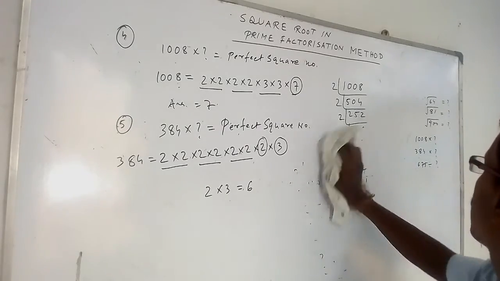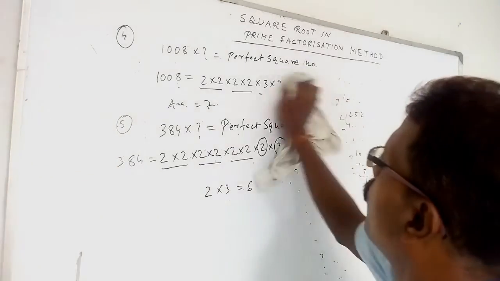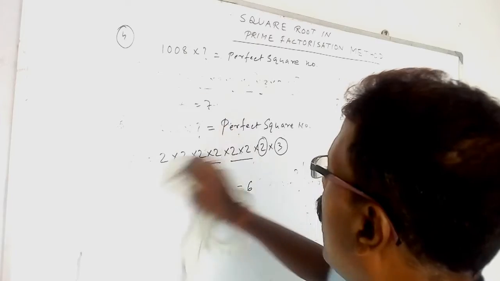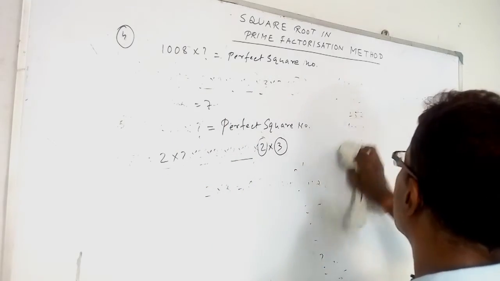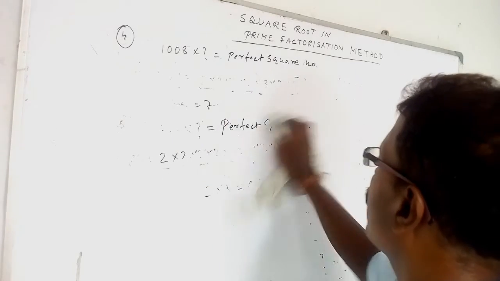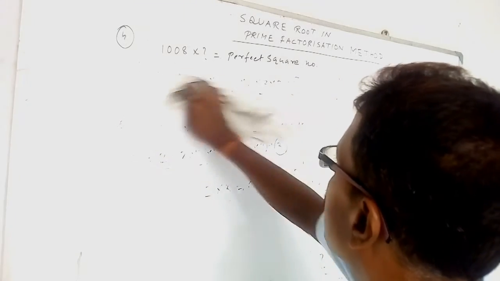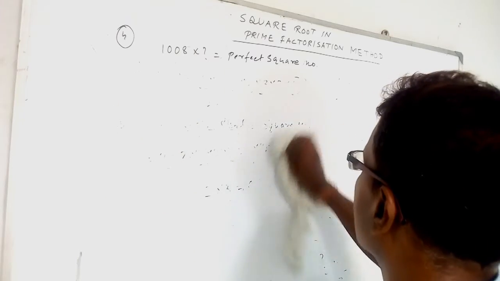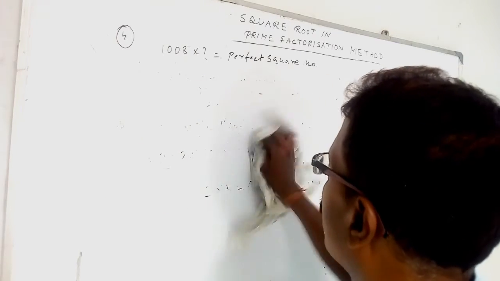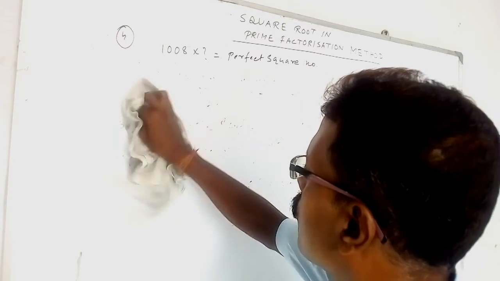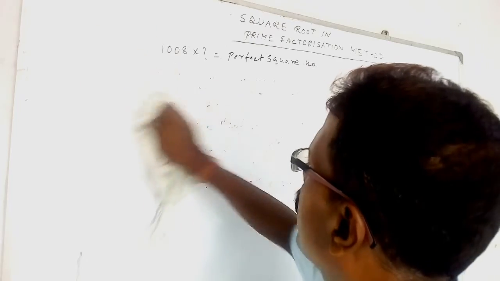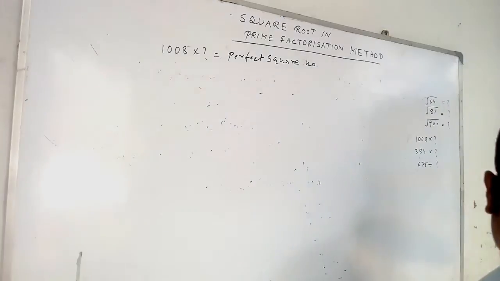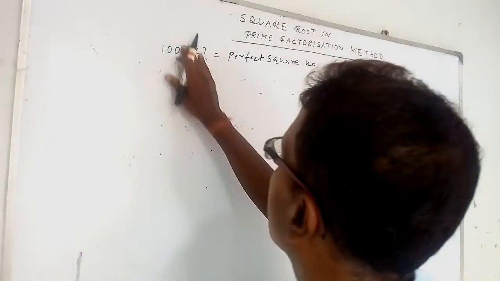675. What should be multiplied, what should be divided with 675 to make it a perfect square number? This is our last sum, the last sum of today's video. So let's start our last sum. 675.